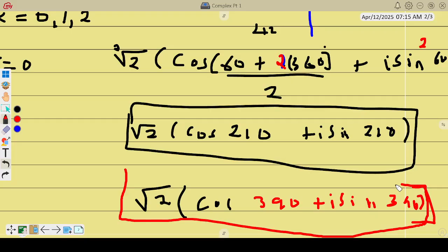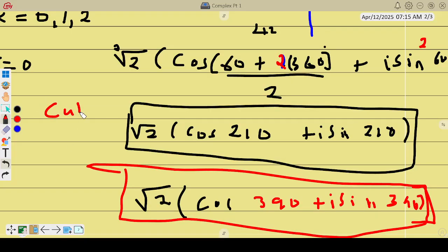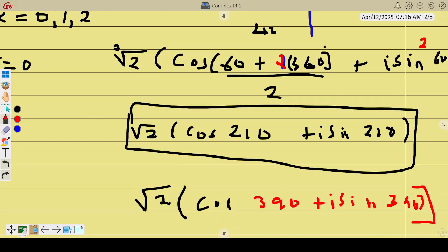So when they're talking about roots, when you're finding the cube root, you're going to have 4 answers. When you're finding the fourth root, you're going to have 5 answers, because we're starting from 0 and then 1, 2. Yeah. Okay, so we're going to end it here.